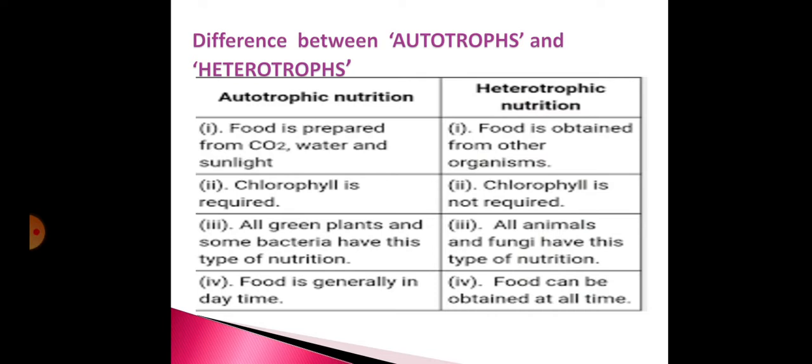Since photosynthesis takes place during the daytime, food is prepared at that time. Heterotrophs can obtain the food at any time as it is available to them. Children, I hope everyone is clear with autotrophic nutrition and heterotrophic nutrition. I hope the lesson is clear to you all.